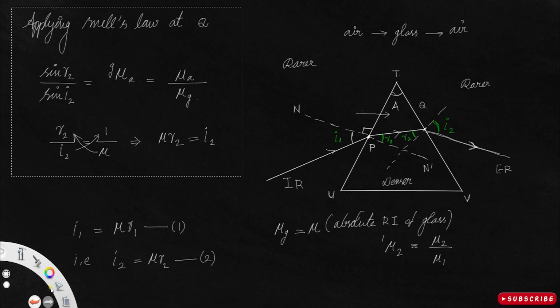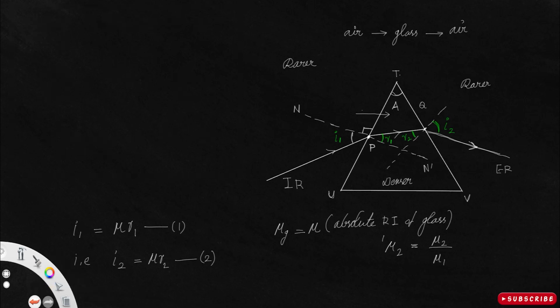Now we already derived this. The relation between deviation and angle of prism is like this. We have deviation delta is equal to I1 plus I2 minus A. Here delta stands for deviation. We already derived this expression in our last video. If you have any doubt in its derivation, you have to visit that video. You first have to know how this equation is derived.